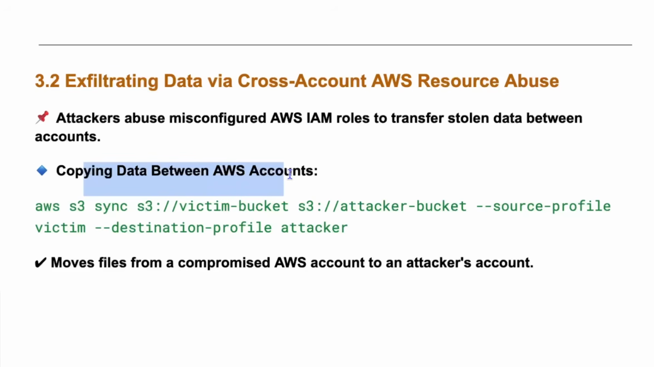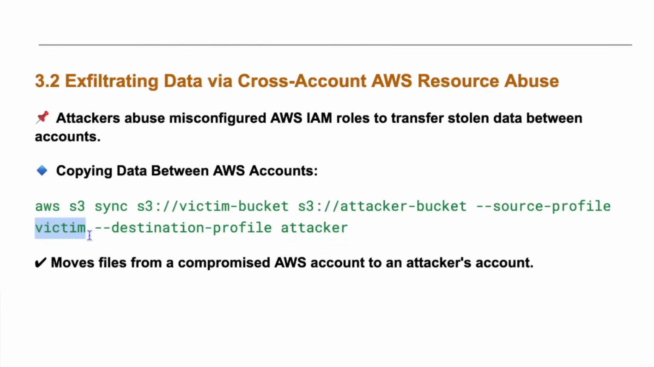So copying data between AWS accounts can be done via AWS S3 sync. Instead of cp where you copy, you would sync it, and then you would give it the initial location and then the ending location, and then the source profile, which is the victim that's being used to actually access the victim's bucket and transfer the stuff out, and then the destination profile, which is the attacker. So you give it the locations of the two different buckets, and then the source profile would be the victim bucket, which is this one right here. And then the destination profile would be the attacker.